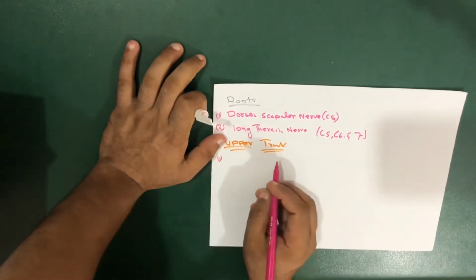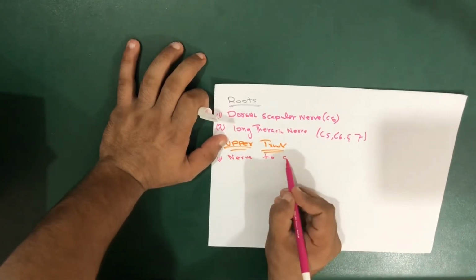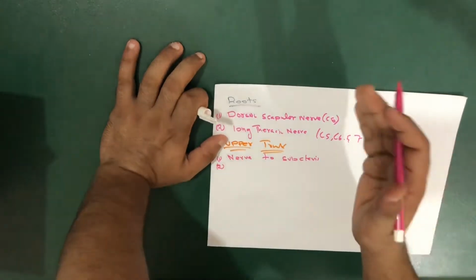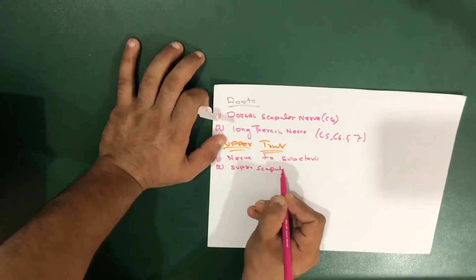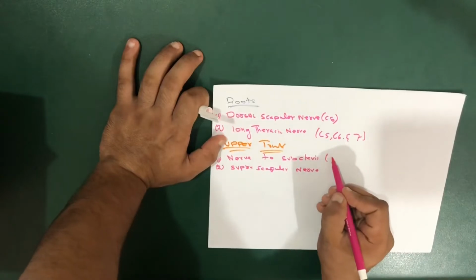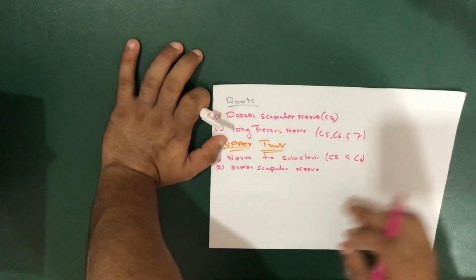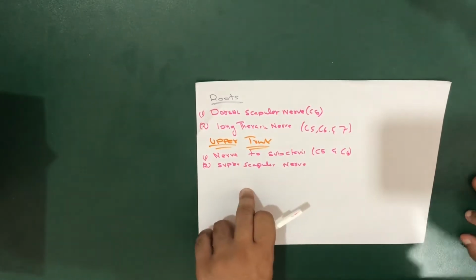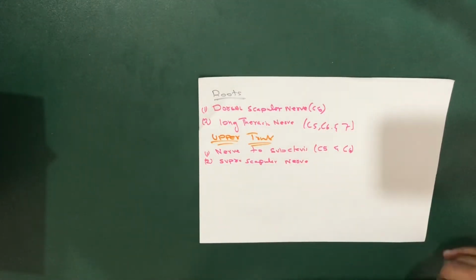One is the nerve to subclavius, and the other one is the suprascapular nerve. If you're going to write the root value of each of them, you can say that these arise from C5 and C6. So remember that the suprascapular nerve actually supplies the supraspinatus and infraspinatus muscles on the posterior side of your scapula.